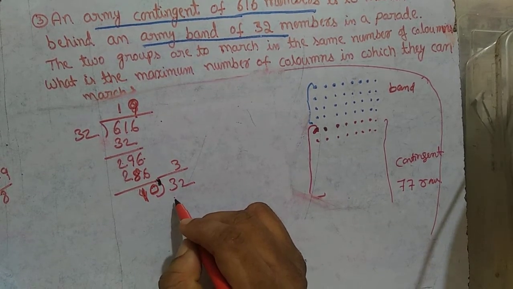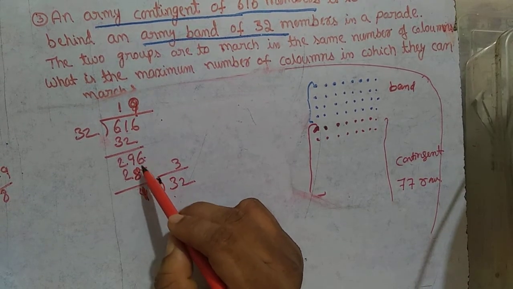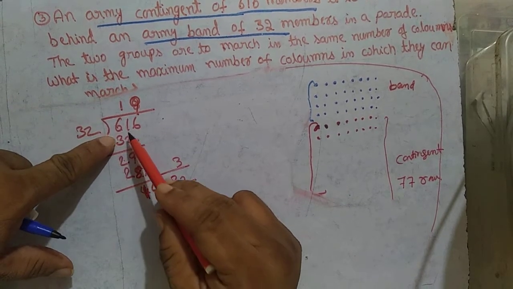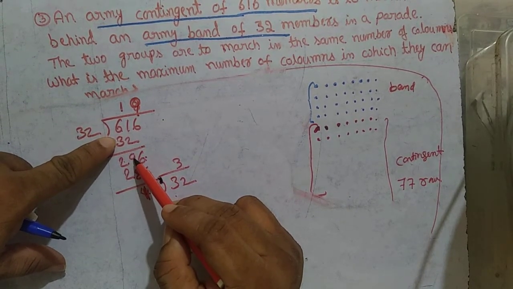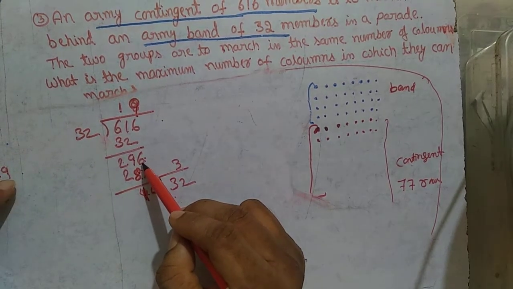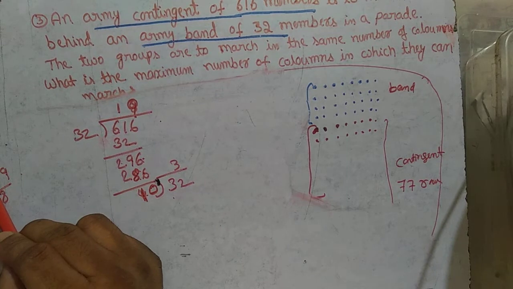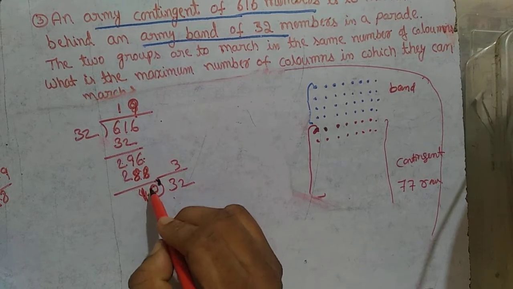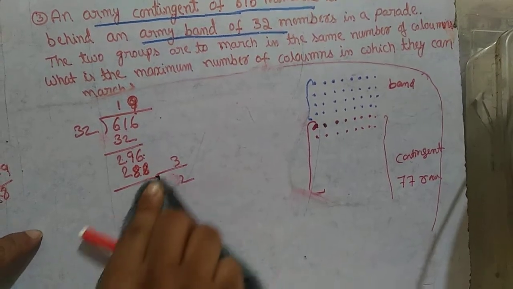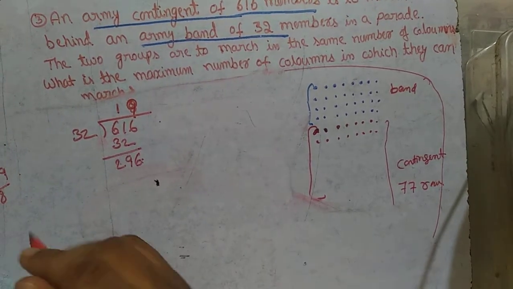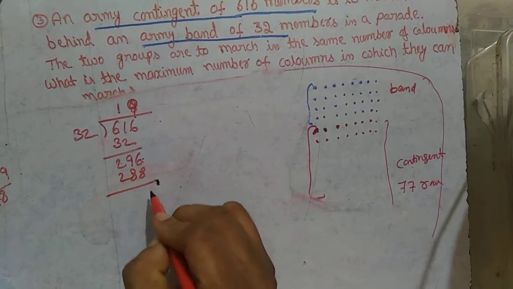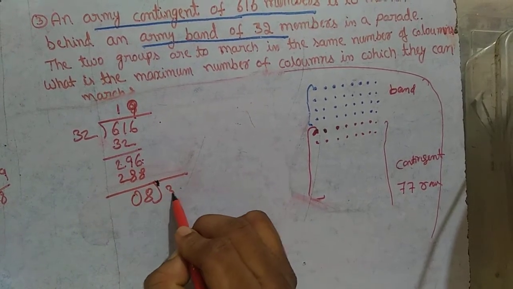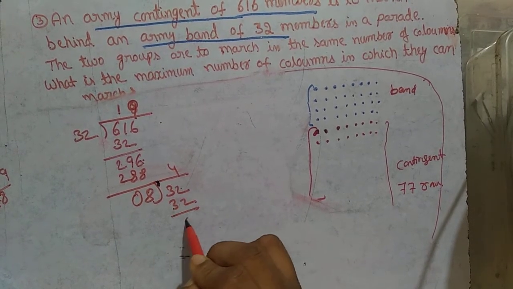Something went wrong. 32 times 1 is 32. 11 minus 2, 9 only. 5 minus 3, 2. 296. 8 times 32 is 288. Again 8, okay, that's it. 8 minus 8, 0. Again 32, 8 times 4 is 32. Our remainder becomes 0.